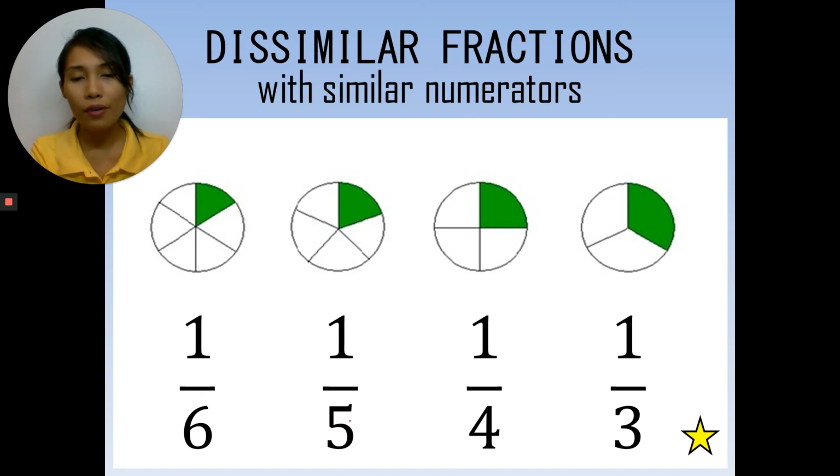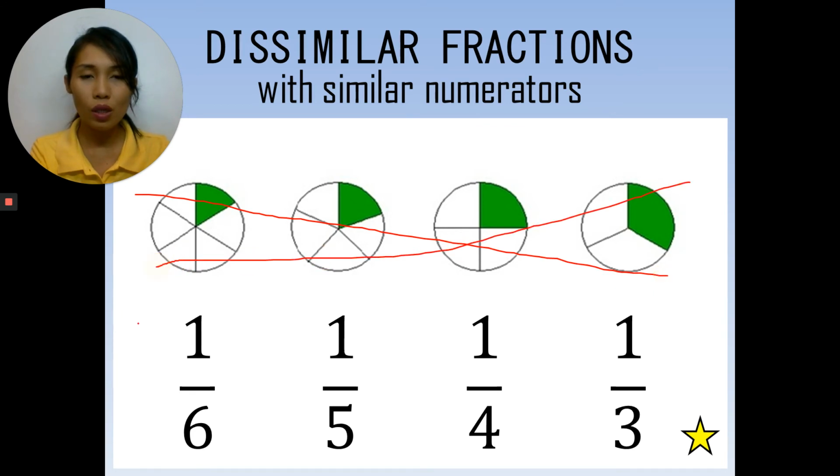1/6, 1/5, 1/4, and 1/3. Okay, all the numerators are 1 and the denominators are not the same. So it's called a dissimilar fraction. Okay, if you look at the figures, you can easily identify which one is smallest and which one is greatest. But even if there's no illustrations or diagrams or whatever, by just looking at the denominators, you will identify which fraction is smallest.